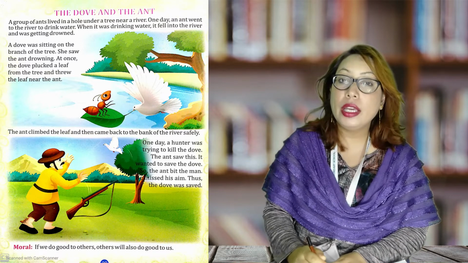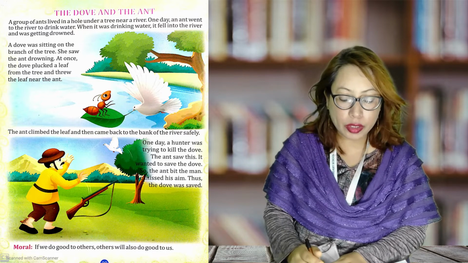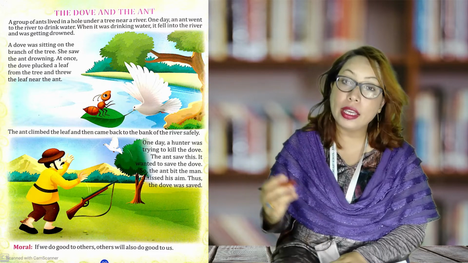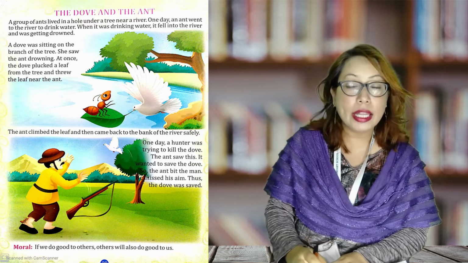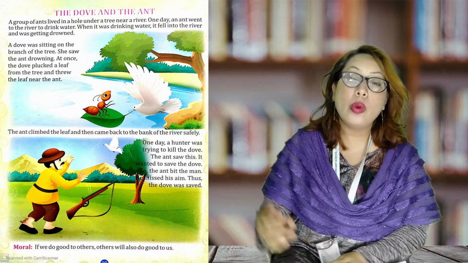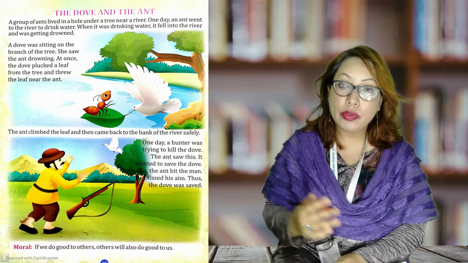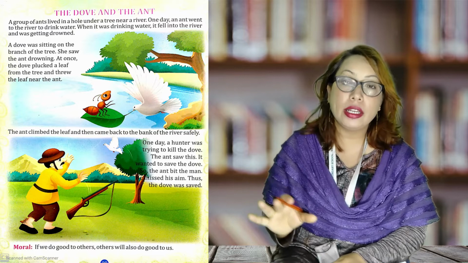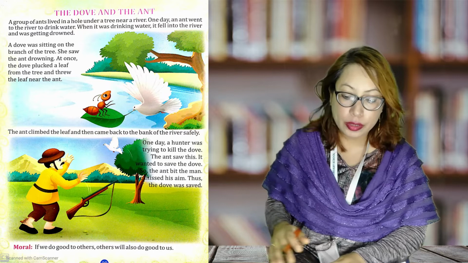A dove was sitting on the branch of the tree. She saw the ant drowning. So here another character of the story is being introduced. Like that, what happens, students? You have to introduce the characters one by one in the story. Okay, and as I've told you, there are different kinds of characters in a story, but in a short story there are few characters only and only one setting, or one plot.